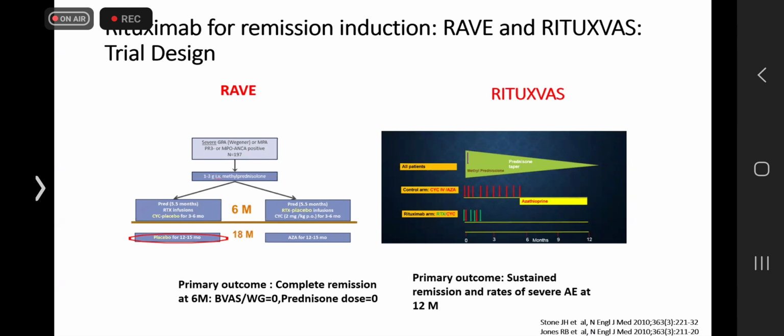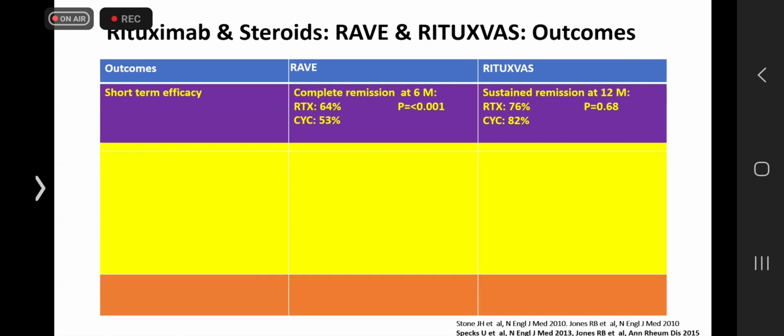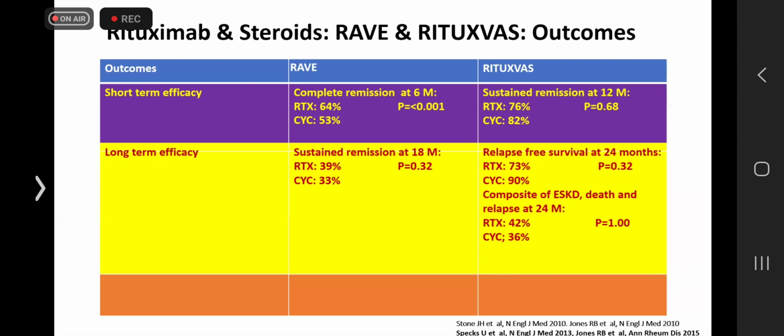Now, looking at the outcomes, short-term efficacy, the primary outcome at month 6, rituximab was non-inferior to cyclophosphamide in the RAVE trial. And in RITUXVAS, the sustained remission rate had no difference between the rituximab and the cyclophosphamide arm. And if you look at the long-term efficacy, the sustained remission rate at 18 months, really very low. Only about 40% of the patients remained in remission in the RAVE trial. And if you look at RITUXVAS, the relapse-free survival was 73% in the rituximab arm and 90% in the cyclophosphamide arm.